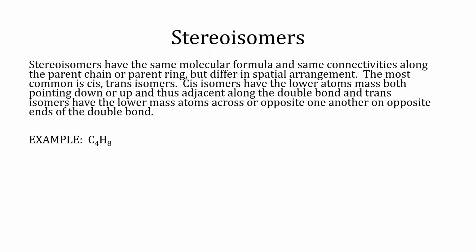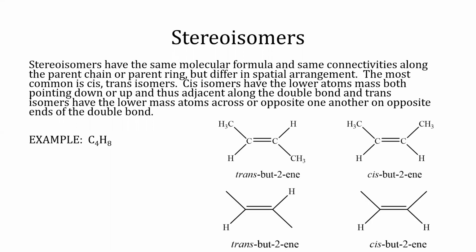Stereoisomers have the same molecular formula and same connectivities along the parent chain or parent ring, but differ in spatial arrangement. The most common is cis-trans isomers. Cis isomers have the lower atom's mass both pointing down or up, and thus adjacent along the double bond, and trans isomers have the lower mass atoms across or opposite one another on opposite ends of the double bond. The examples shown below are two stereoisomers whose molecular formula is C4H8, and they are trans-butene and cis-butene.